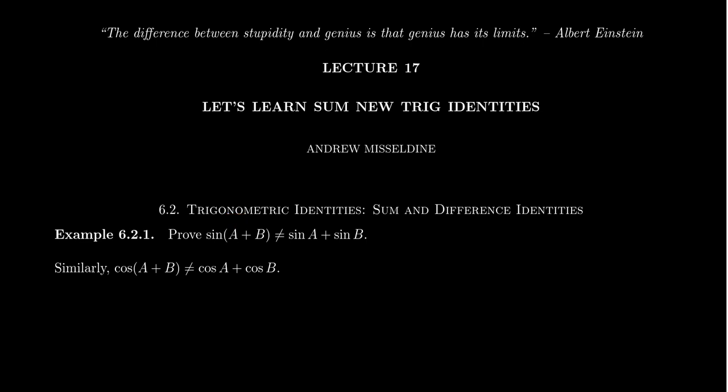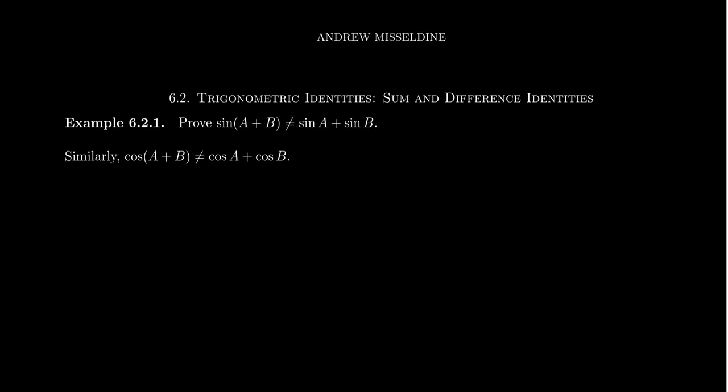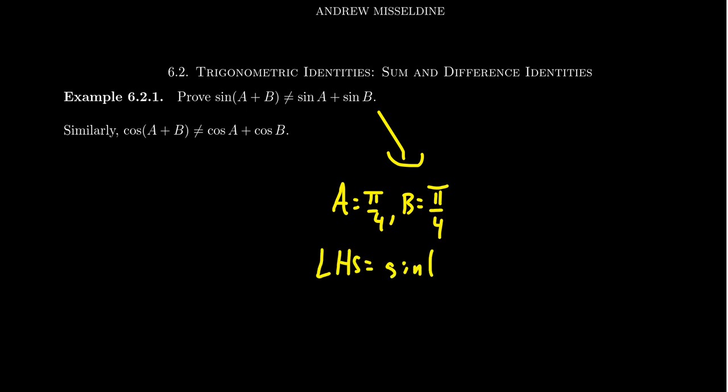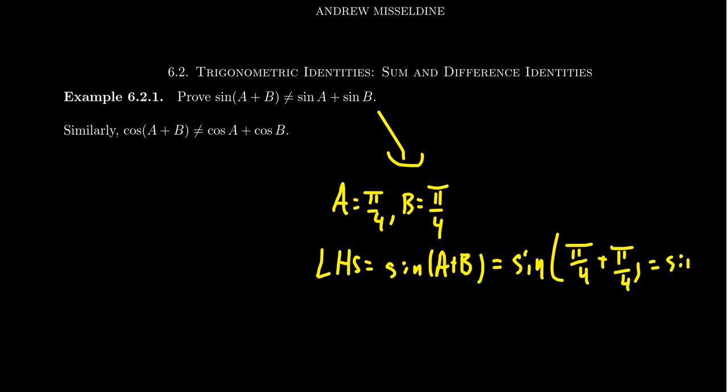We'll actually disprove these identities in the way that you disprove a trigonometric identity. How do you show that sine of A plus B is not equal to sine of A plus sine of B? We find a counterexample. Let's take A to be pi fourths, and let's take B also to be pi fourths. Let's just keep things simple. Then if you look at the left-hand side, we would have sine of A plus B. This would be the same thing as sine of pi fourths plus pi fourths, and if we add those angles together, we end up with sine of pi halves. Sine of pi halves we know is equal to 1.